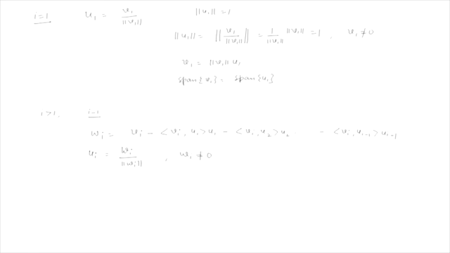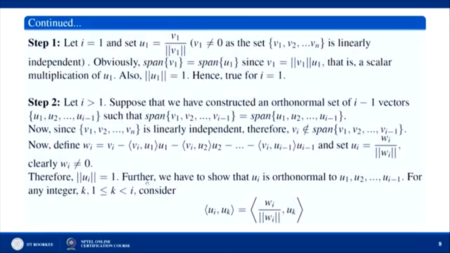Now we have to show that this set is an orthogonal set, an orthonormal set. Basically we have to show that this Ui is orthogonal to any Uk where k is varying from 1 to i minus 1. The thing is very easy to show. Now what is Ui here?